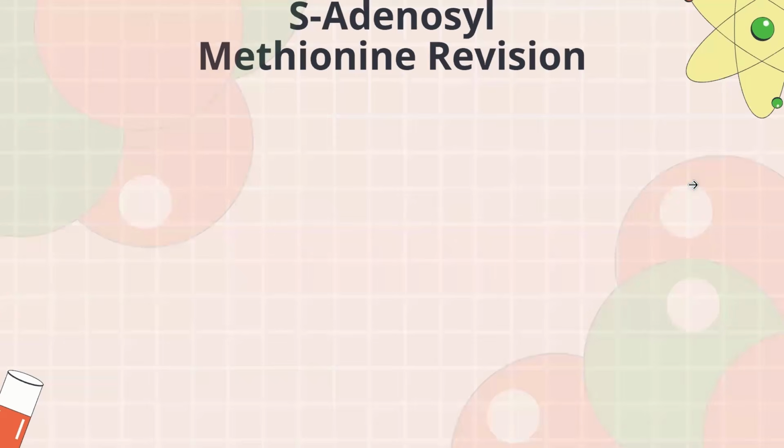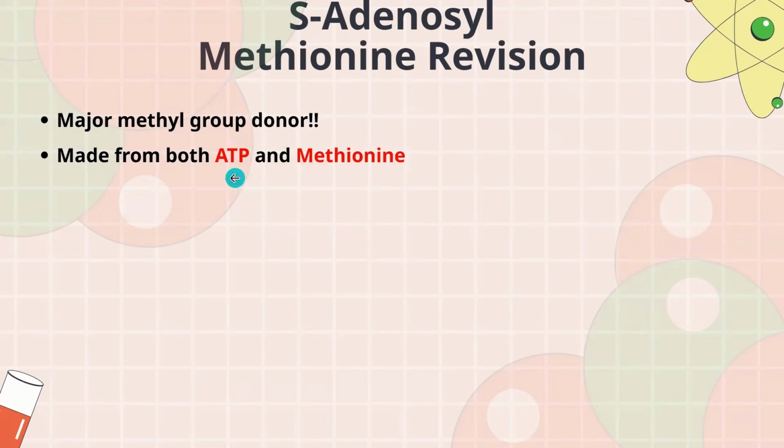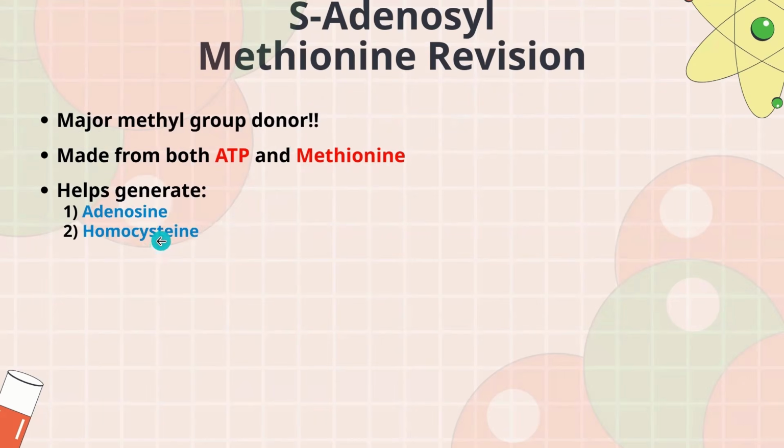Now we already talked about S-adenosylmethionine, and it is basically SAM, right? It is the major methyl group donor we already talked about, and it's made from two things: ATP and methionine. Very, very important. If you remember in the cysteine and methionine catabolism, we talked about how methionine joins with ATP to form SAM, right? And both are very important because they help generate three things: adenosine, homocysteine, and eventually they also help the conversion of norepinephrine to epinephrine.